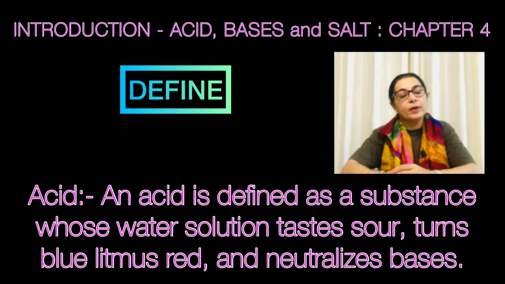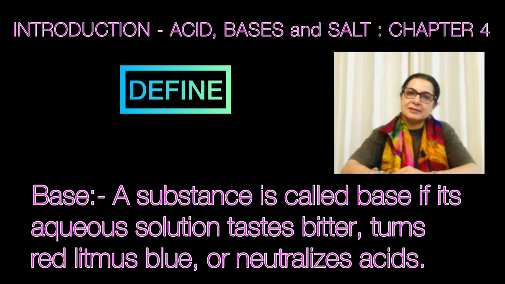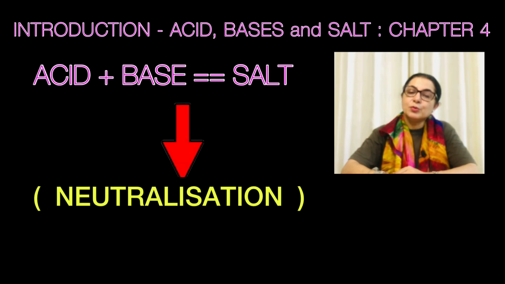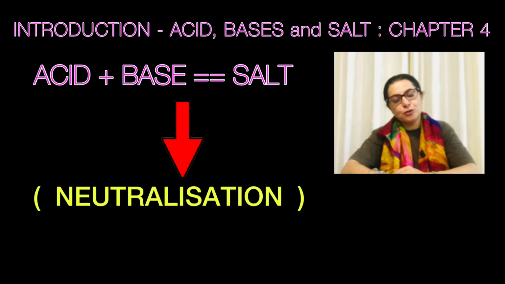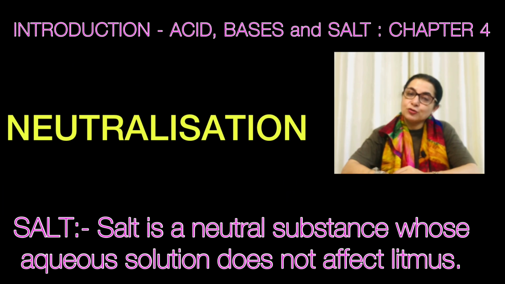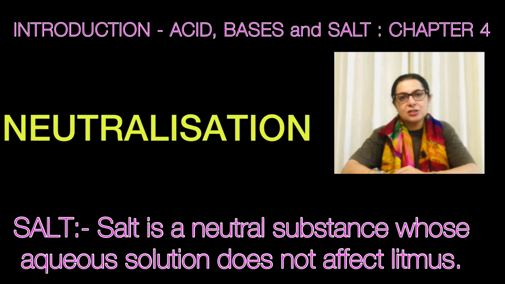So now we know in brief about the acid and the base. But there is another term which we will be discussing in this chapter, and that is salt. Just remember, when acid and base combine together, they give us salt. The process is known as neutralization. And why neutralization? Because what we are getting is a neutral substance. So acid will lose its properties, base will lose its properties, and they will form a totally different substance which is known as a salt.